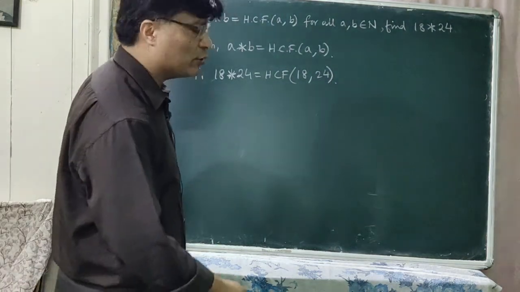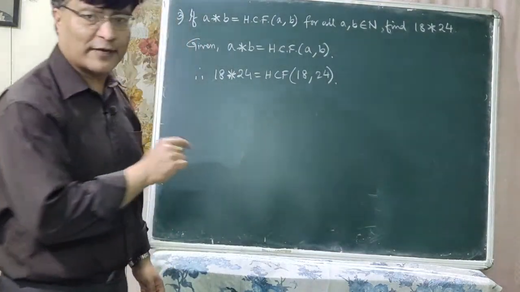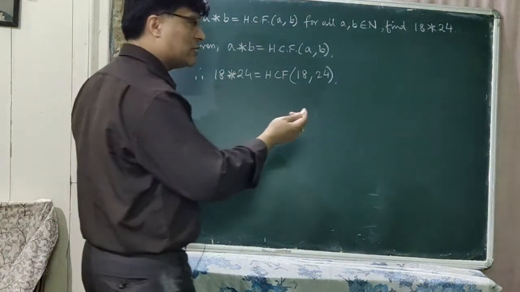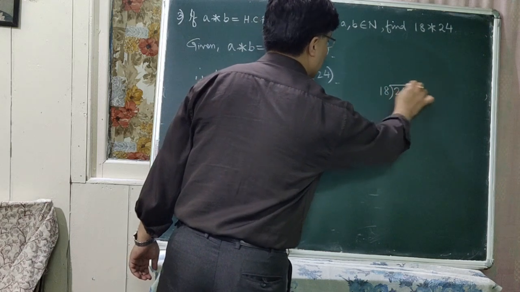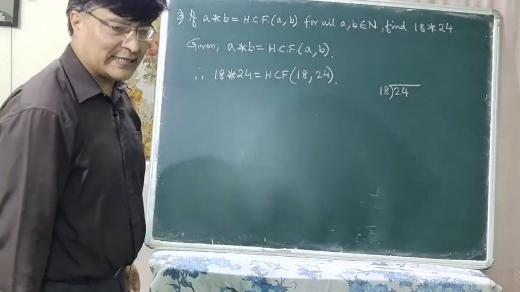You can divide it also. You have to find out the HCF of 18 and 24. So how will you do it? Let us do the division method. You have to divide 24 by 18.